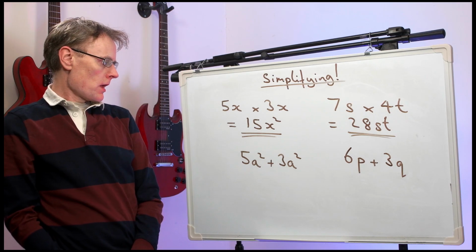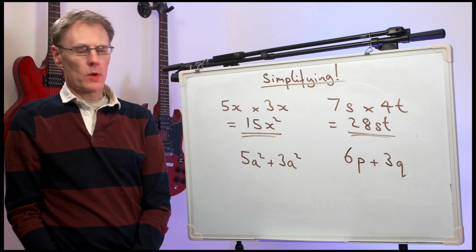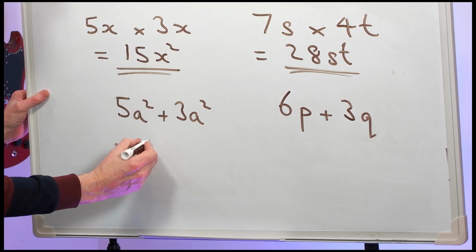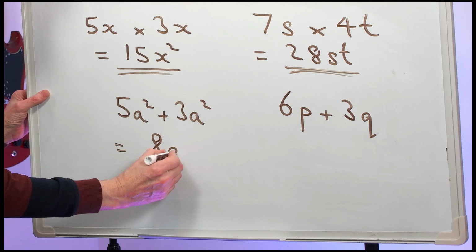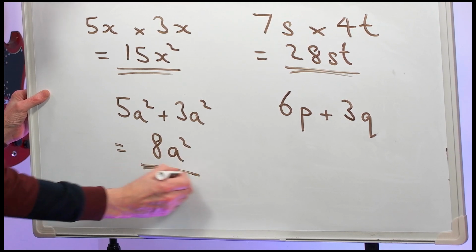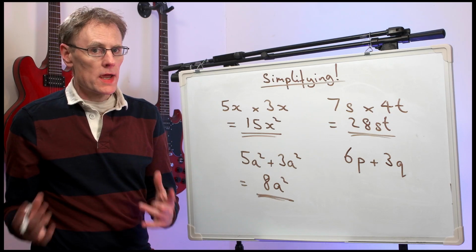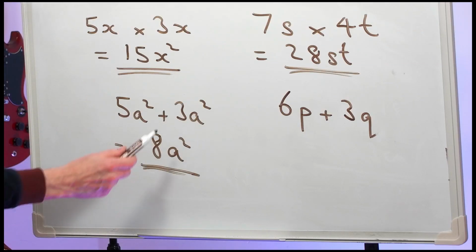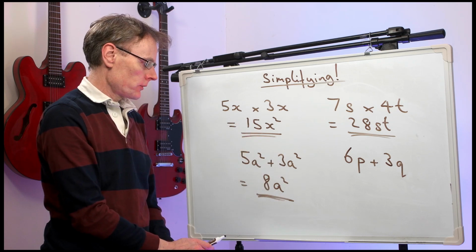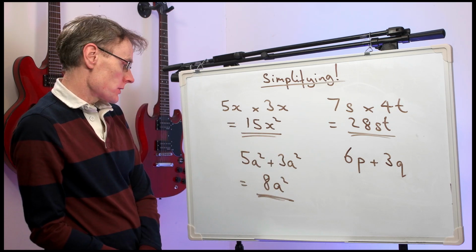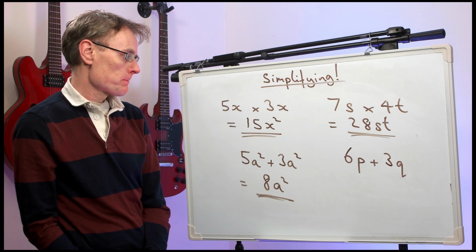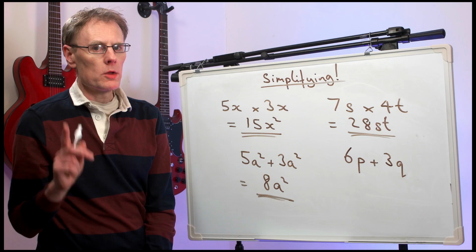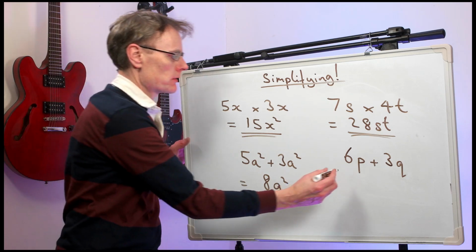Now the next one, 5a squared plus 3a squared. Well, we have 5 of these plus 3 of them makes 8 of those, 8a squared. When you add things together, they don't change into different things. So here we have 5 cats with funny tails plus 3 cats with funny tails would make 8 cats with funny tails. They don't turn into gorillas or something. Now, 6p plus 3q. Well, you can't add them together. You can't simplify that.